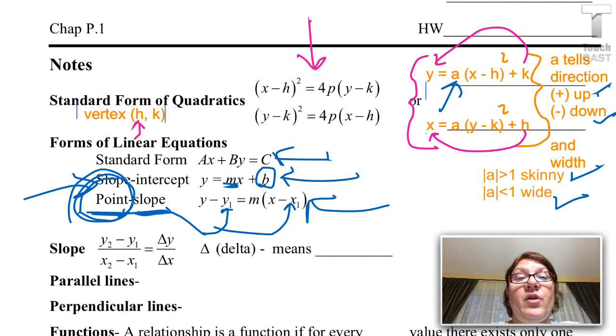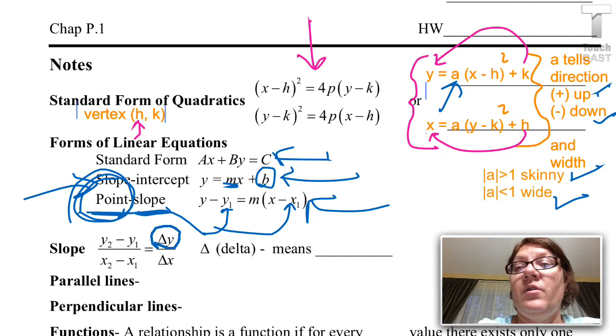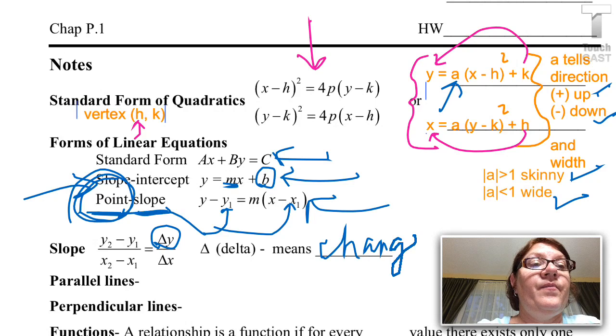Okay, so moving on to slope. Of course, you probably remember slope is the change in y over the change in x. Delta, of course, meaning change. So we're going to write that in here.